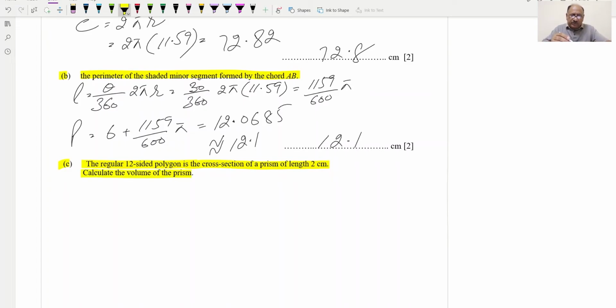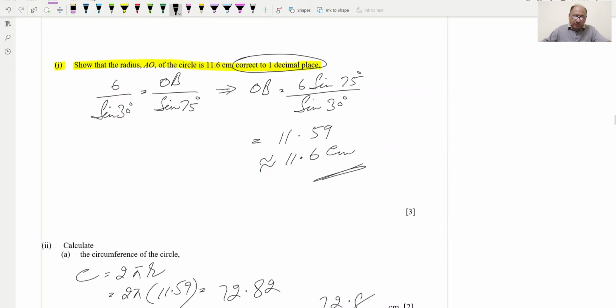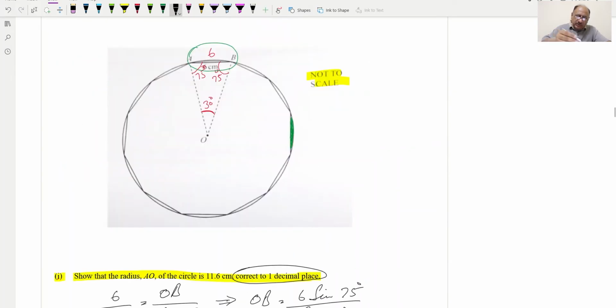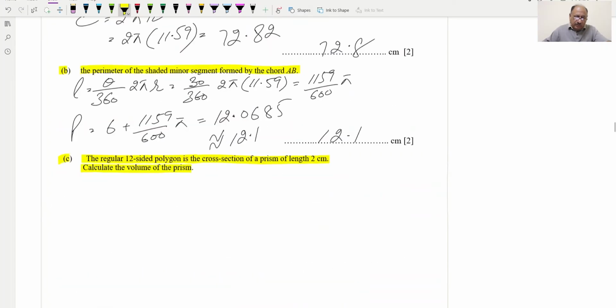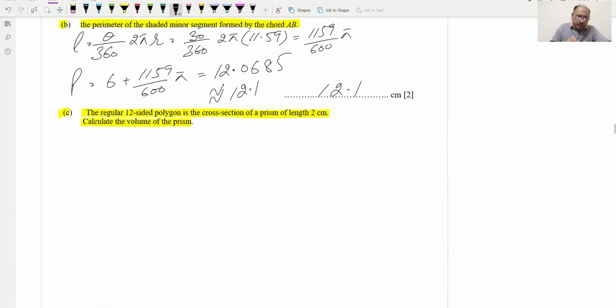So the volume of the prism is required. We know the area of triangle AOB. We will calculate the area of this triangle. Which triangle? The area of this one is what we are going to find, and then we'll multiply this by 12 because there are 12 such triangles. So we will calculate the area of triangle AOB.